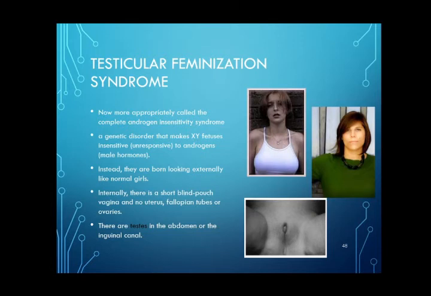This is a genetic disorder that makes XY fetuses insensitive or unresponsive to androgens, which are male hormones. Instead, they are born looking externally like normal girls. Internally, there is a short blunt pouch vagina and no uterus, fallopian tubes or ovaries, but there are testes in the abdomen or the inguinal canal.